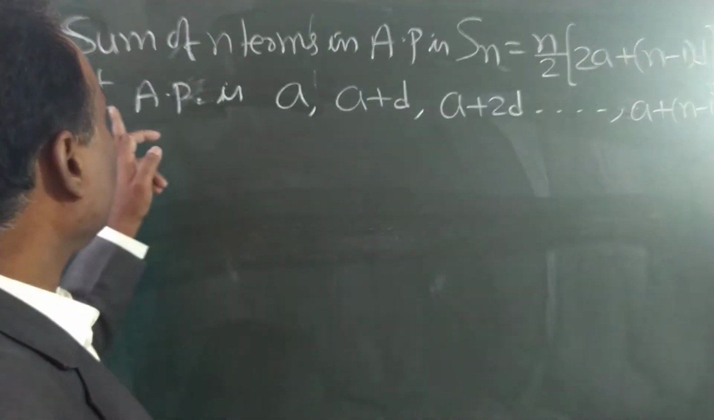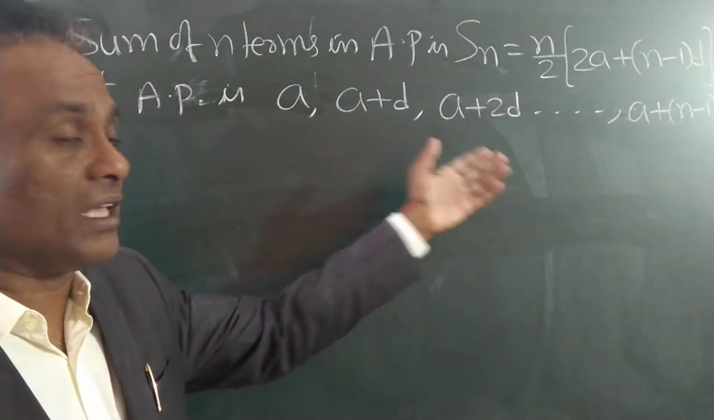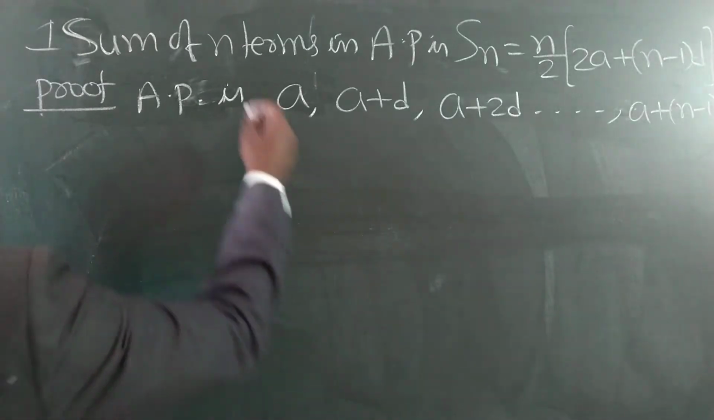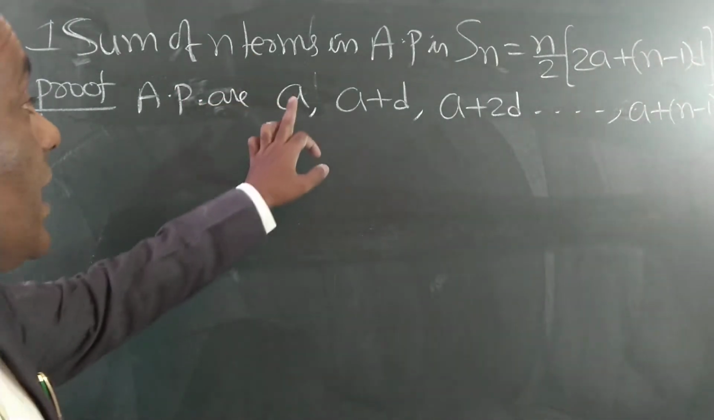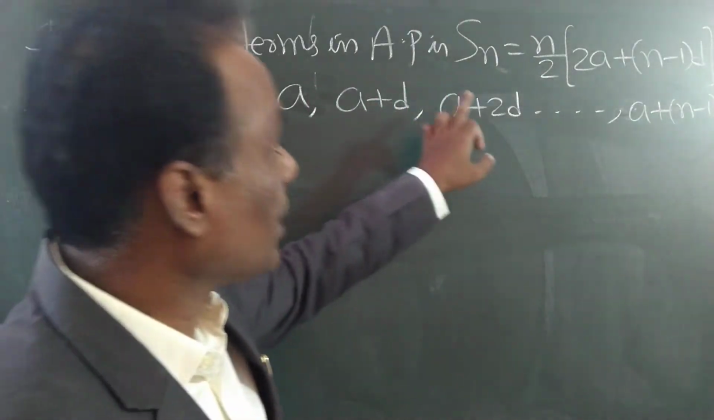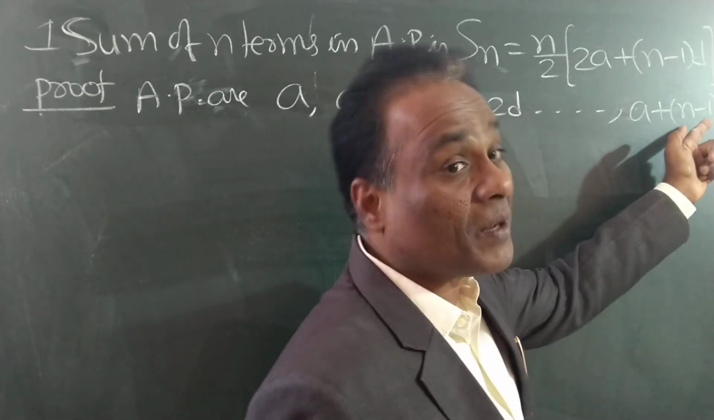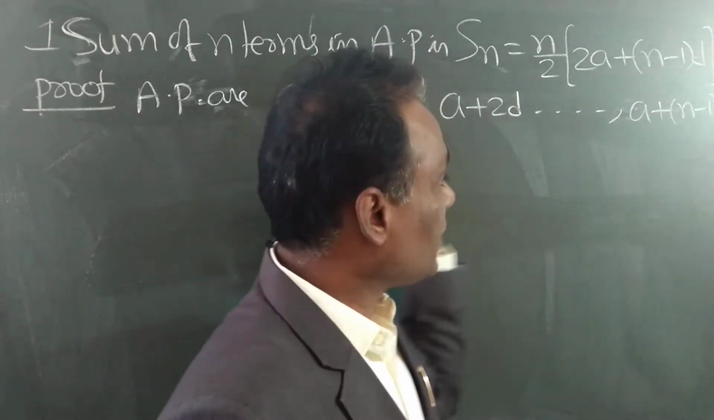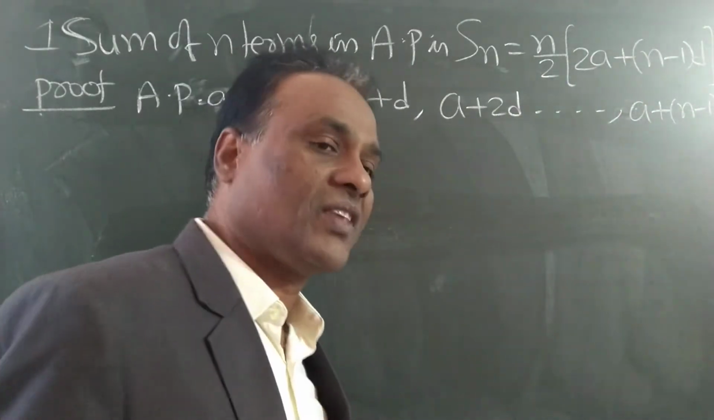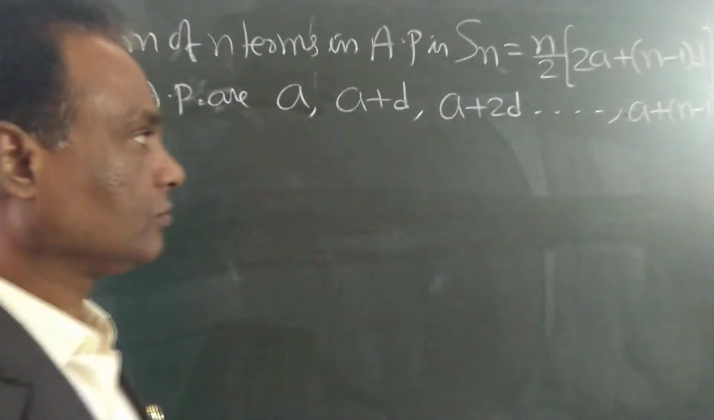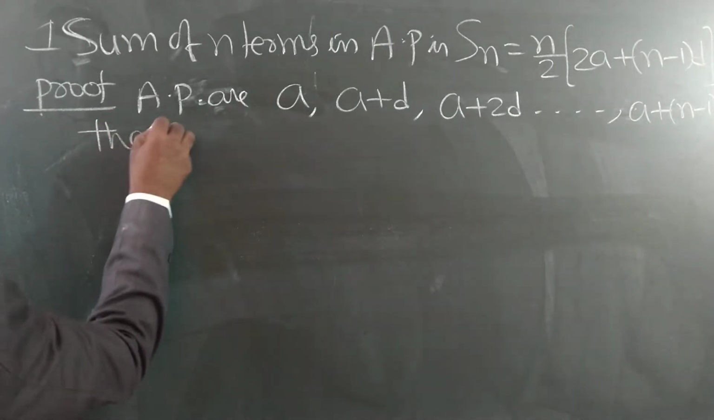Then the n terms of the AP are A, A plus D, A plus 2D, A plus 3D, A plus 4D, and so on. The last term is A plus n minus 1 into D, because we are assuming that this series has n terms. So the last term is A plus n minus 1 into D. Their sum.